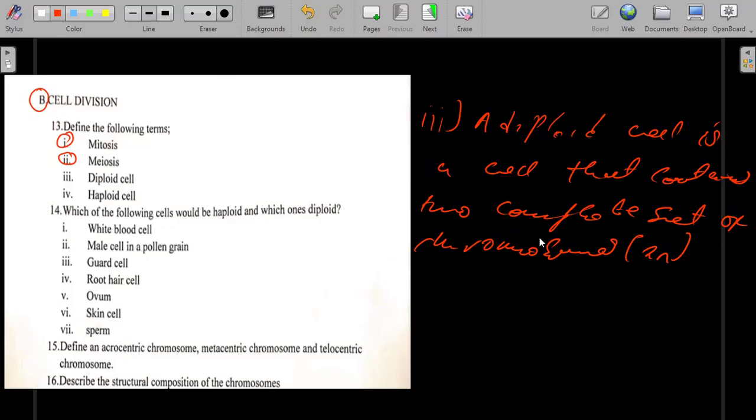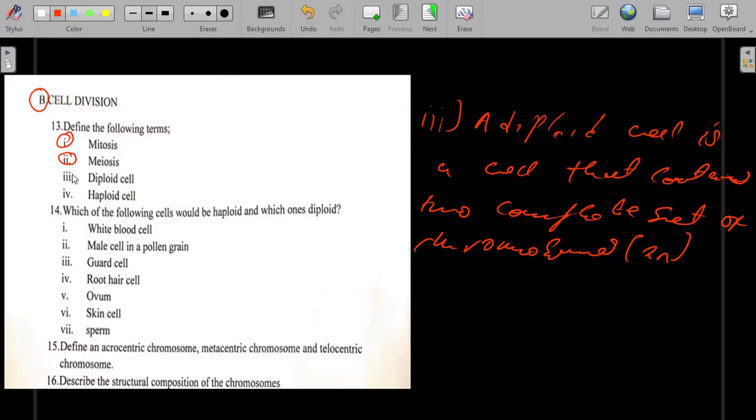So we have two sets. Half will be from one parent, and then the other half we'll get from the other parent. So you end up having two sets of chromosomes there.